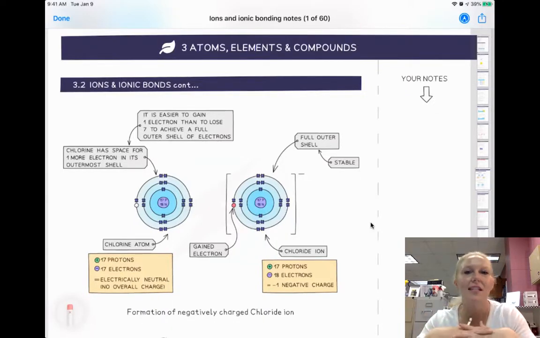So since we've tested over atomic structure, our next unit is going to be on bonding. Today we're going to discuss ions and ionic bonding.